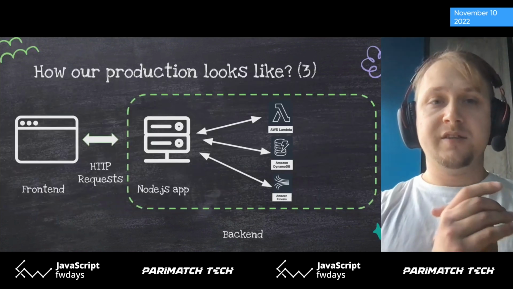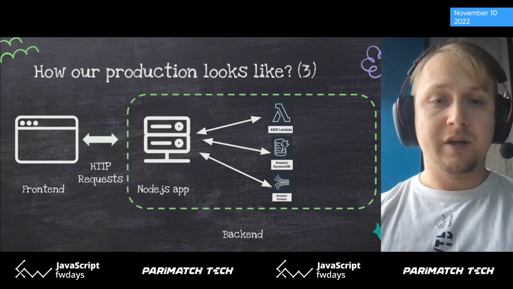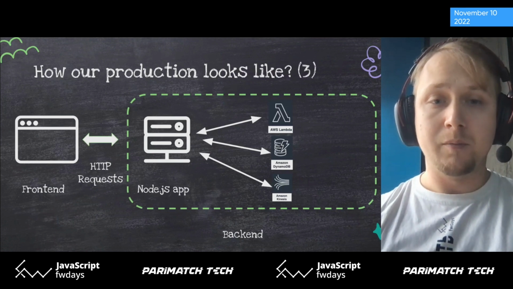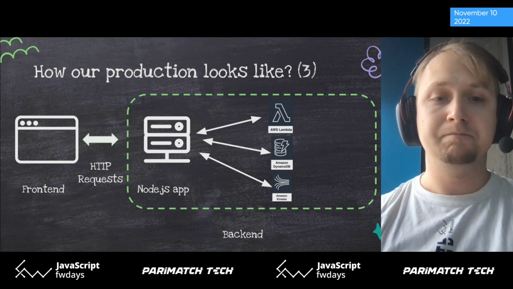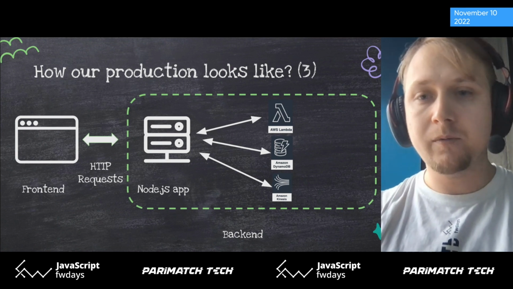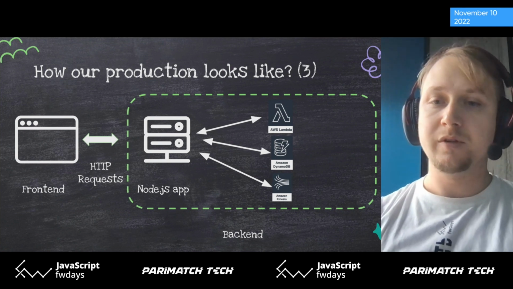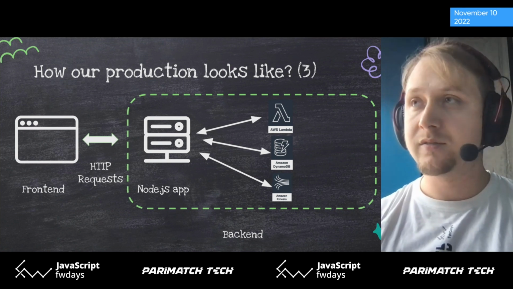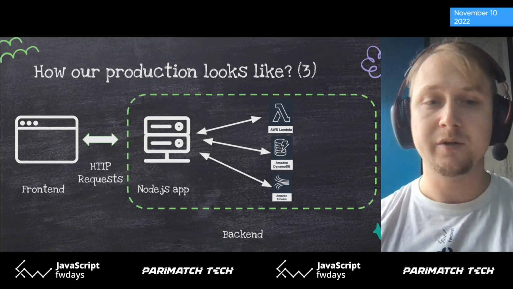All right, let's take a look at a bit more complex example. What if we have AWS services in our backend? AWS Lambda, DynamoDB, Kinesis, and even more services like S3 or something else.